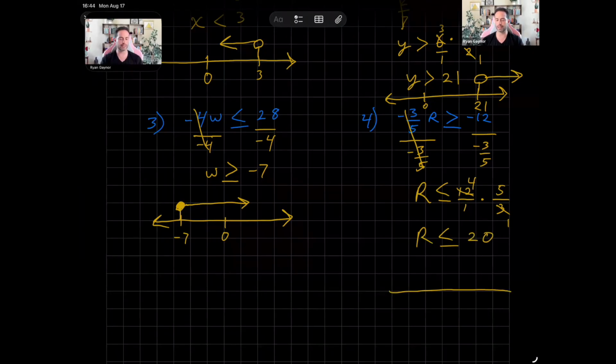So then I put that on the number line, and we've got a 0, we've got a 20. We go to the 20, we put a solid circle, because it's equal to, then it said less than, and so I go to the left. R is less than or equal to 20 literally means the answer could be 20 or any number less than 20. Alright, that's it for today's lesson.